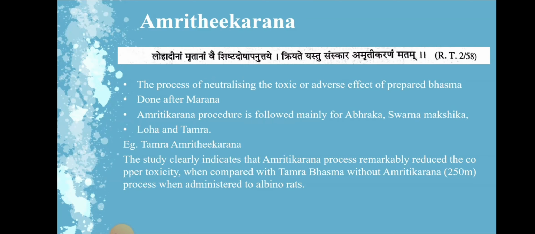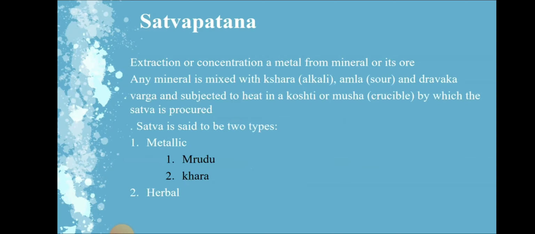So it clearly indicates that the Amadhigarana process remarkably reduced the copper toxicity when compared to Tamra Bhasma without the Amadhigarana process. It was 250 mg. After the Amadhigarana process, it is almost tripled, that is 760 mg. So when it is administered to the albino rats, the copper toxicity was remarkably reduced. So that is the importance of the Amadhigarana process.